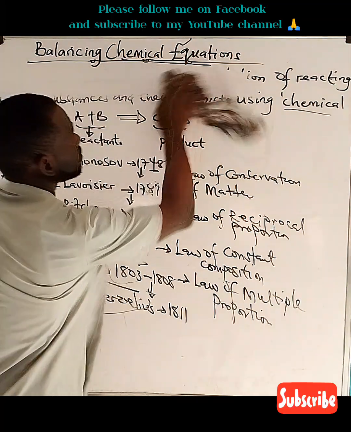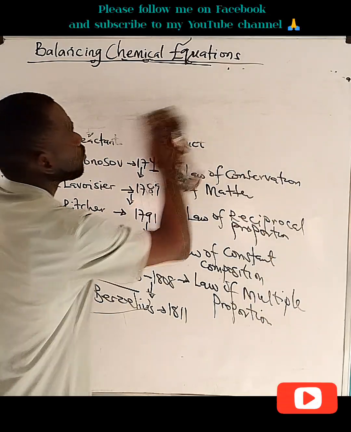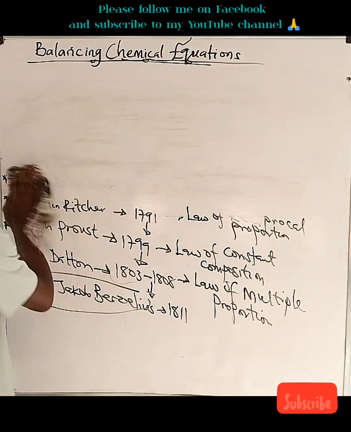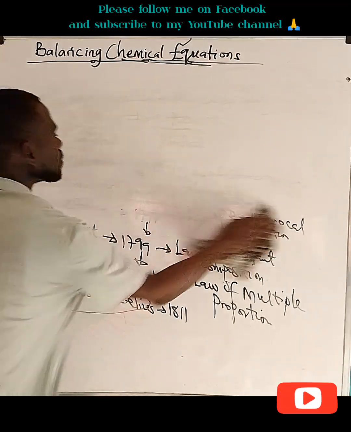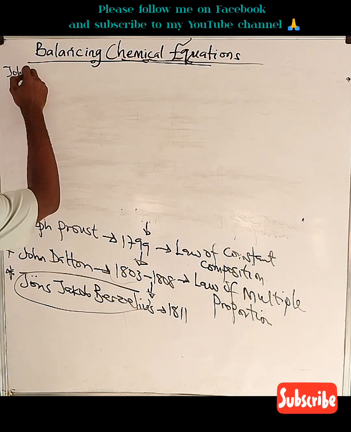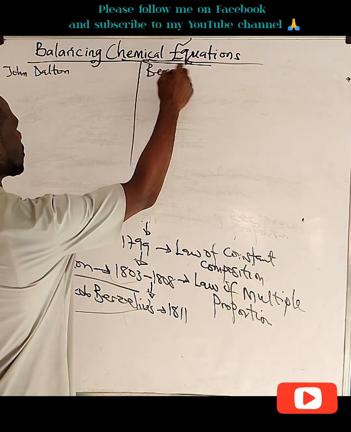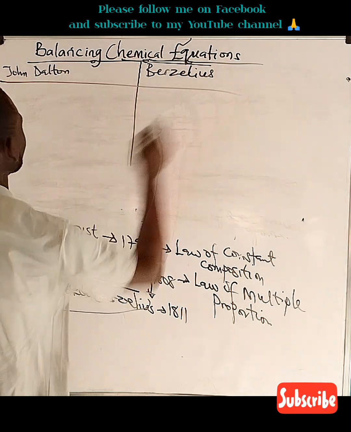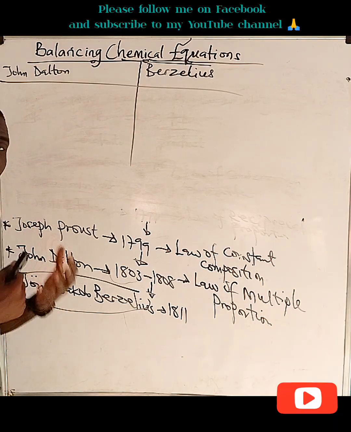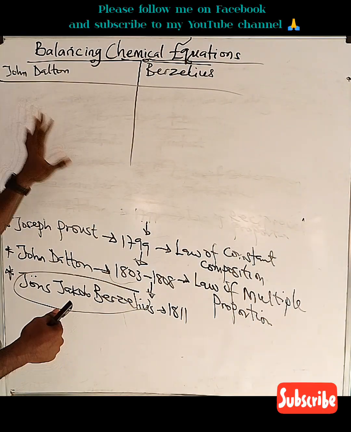Don't forget, we're still talking about the history of chemical equations. We're talking about how we arrived at this, before we go directly to classifications. So these are John Dalton's images. These images came from John Dalton, and all these are Berzelius' symbols. Before Berzelius came on board, John Dalton had different images. I'll call them images because they were not actually symbols. He had various images representing various elements.